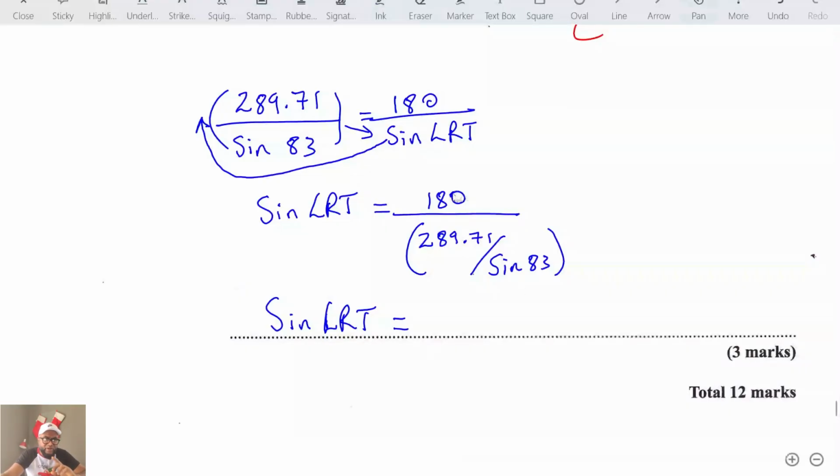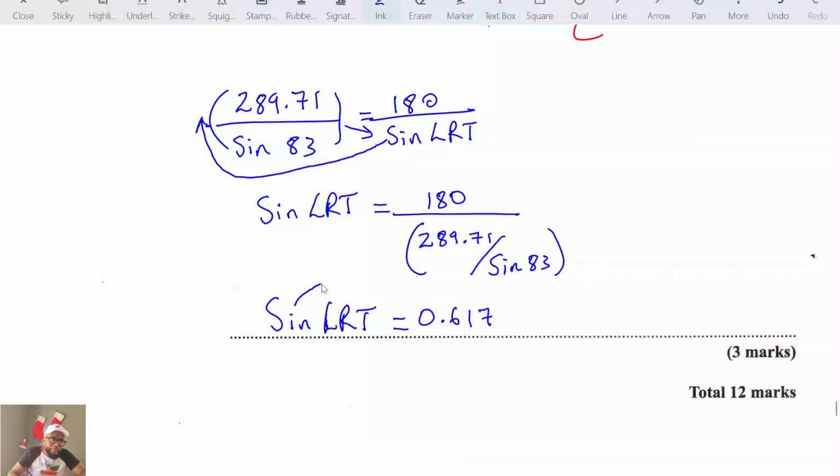So this is what I'm punching in. You're punching in 180, division sign, open bracket, 289.71 divided by sine 83, and you must close your bracket at the end. Tell me what you're getting there. Are you getting 0.617? Somebody hit me. I see Isaiah put that, 0.617. That correct, Makeda? Yes, sir, that's correct. Please make sure that your calculators are on degrees. Please make sure of that, right?